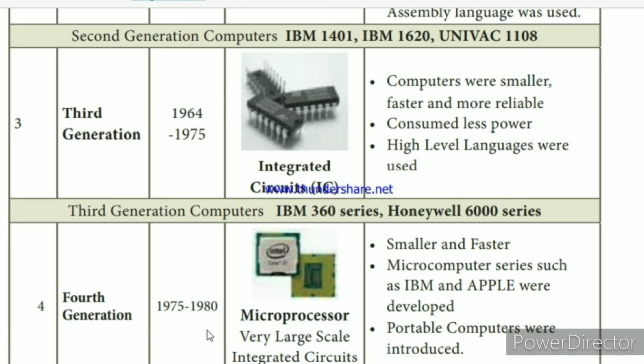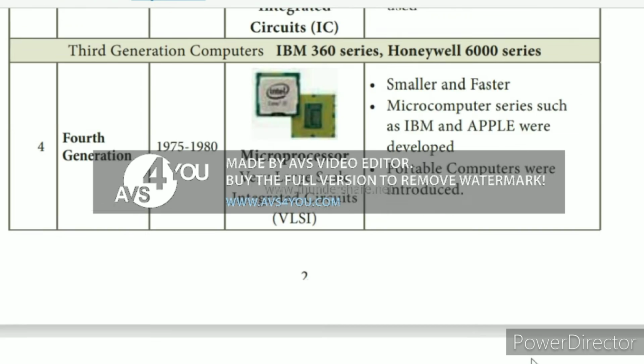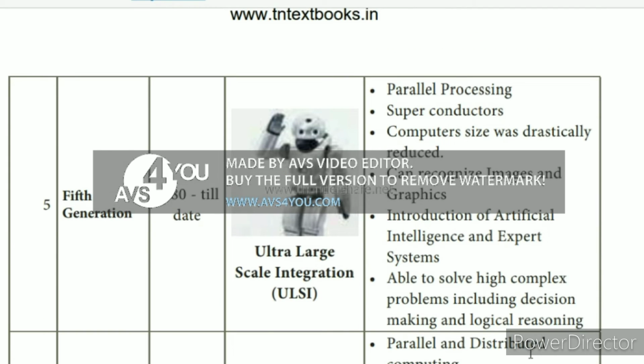Let's move on to the fourth generation computer, 1975 to 1980. The microprocessor is the main component here, with very large scale integrated circuits. It is smaller and faster. Microcomputer series such as IBM and Apple were developed. Portable computers were introduced.